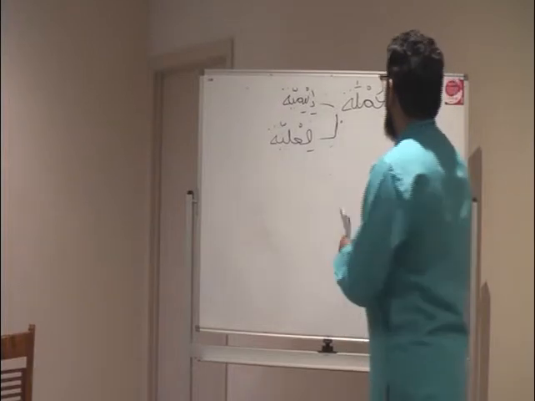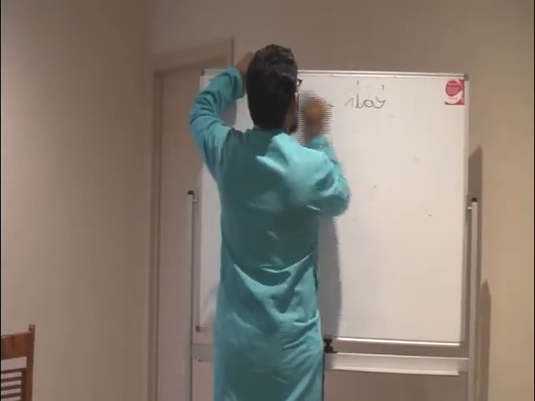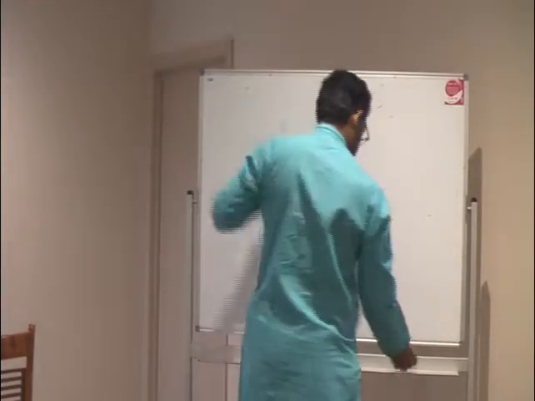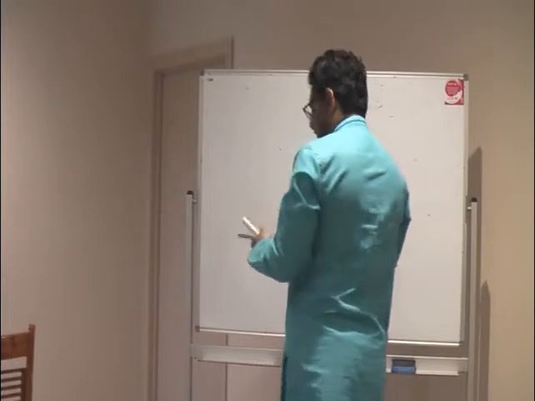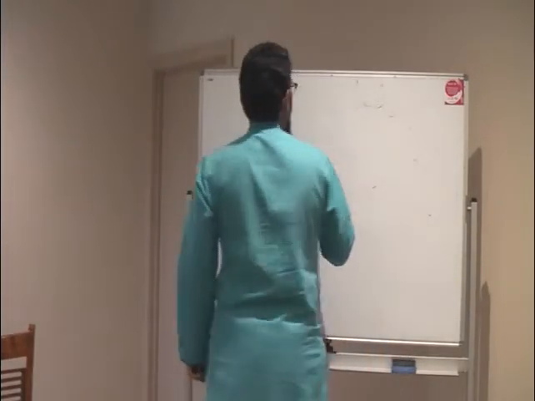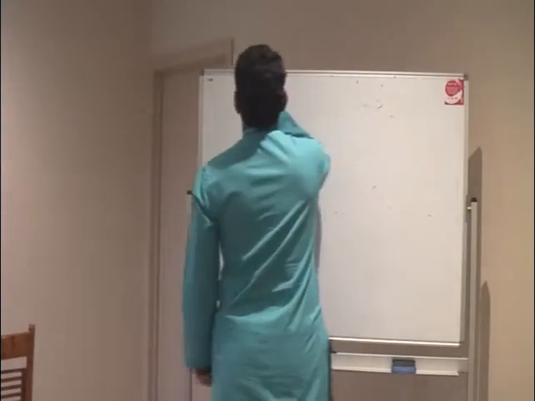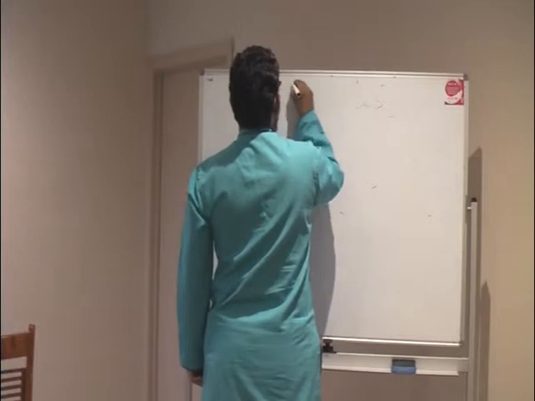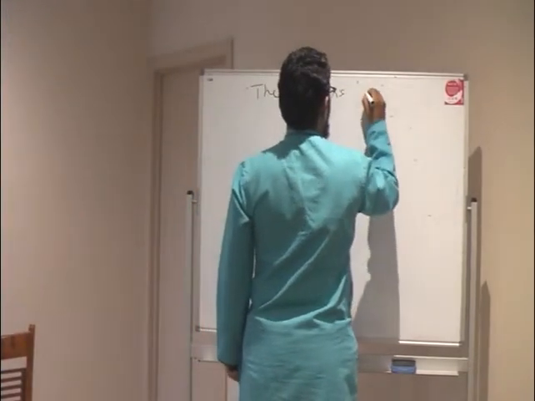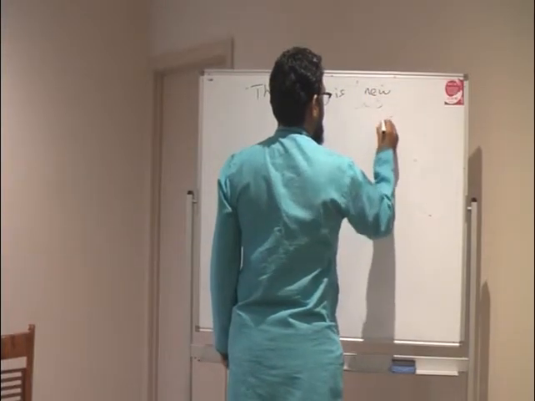So if we now start with jumlatul ismiya, let's pick an example. A nominative sentence could be like, in English, let's say, the book is new. So that will be in Arabic.